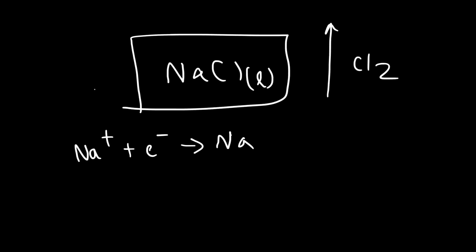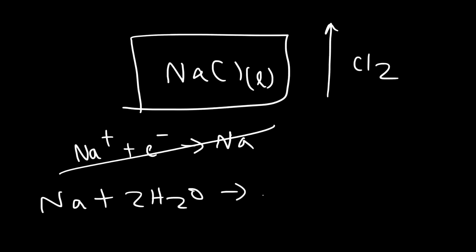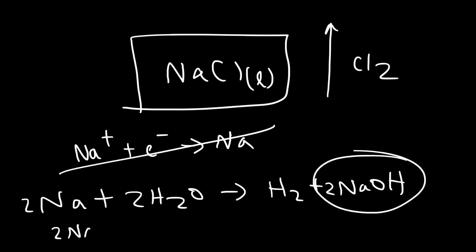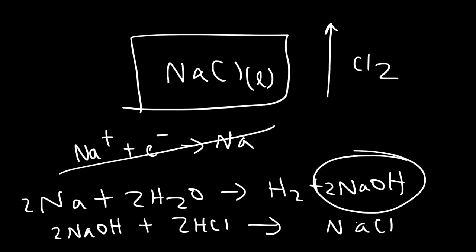But if you have an aqueous solution of sodium chloride, if it's dissolved in water, this reaction will not happen in water. If it did, sodium will immediately react with water, producing hydrogen gas and sodium hydroxide. Now the sodium hydroxide will react with the acid in the solution, and so this will go back to sodium chloride plus water.